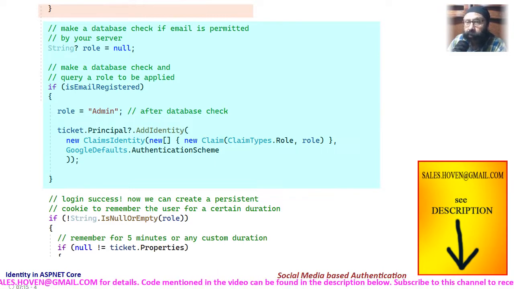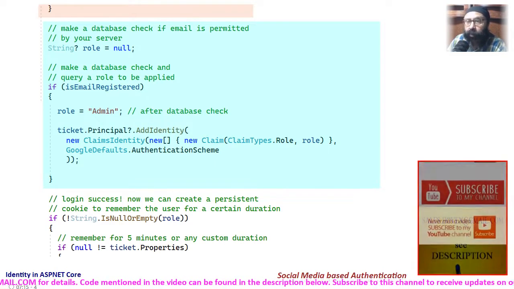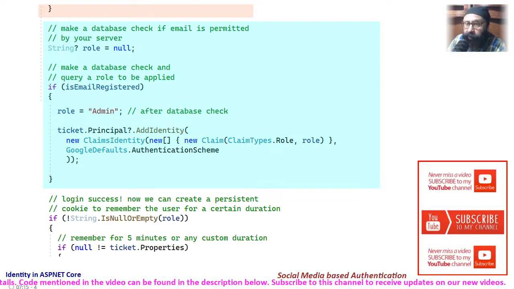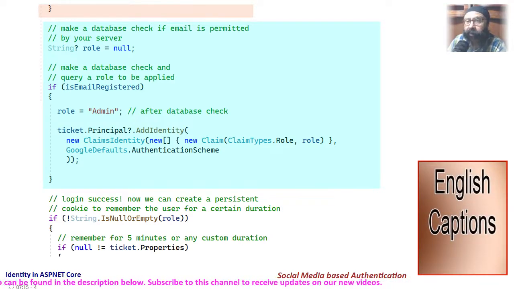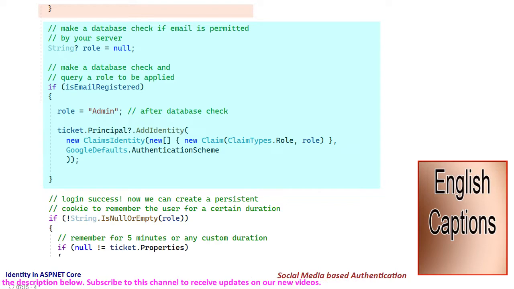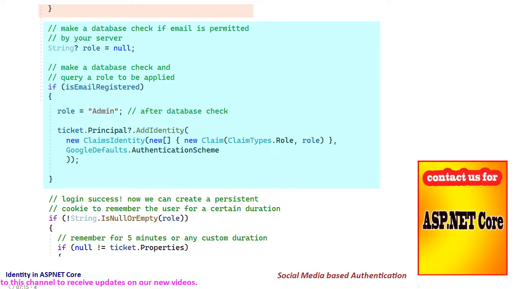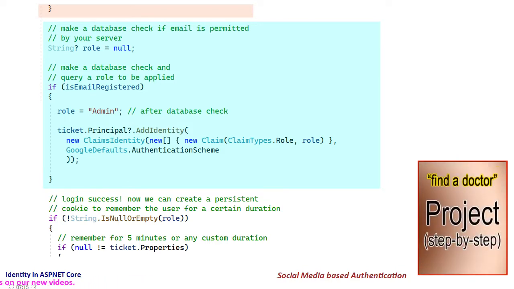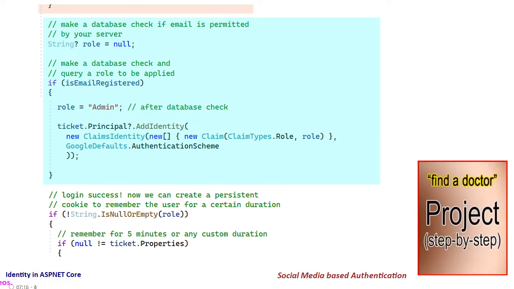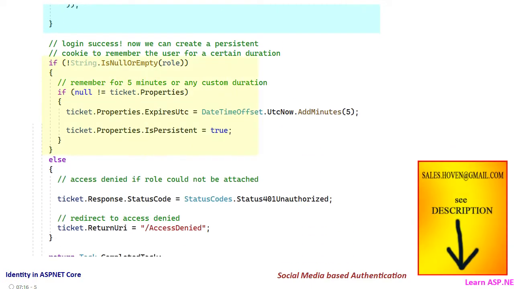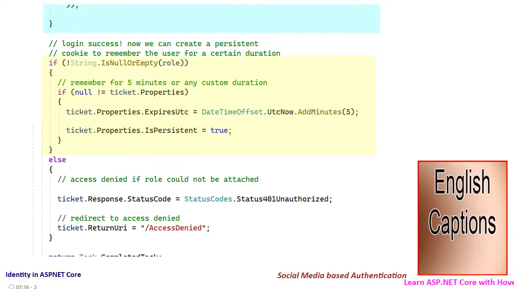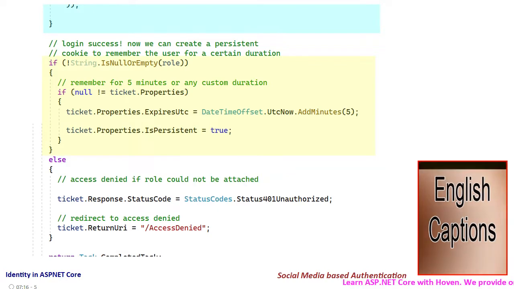We have assumed that after the query, a role called admin is assigned to the user. This is usually done after a database query and a role is given to the user. And after that, this role is added to the claims principal. And once a role is assigned, the user has been authenticated. We can optionally now create a persistent cookie so that the user doesn't have to log in very frequently.